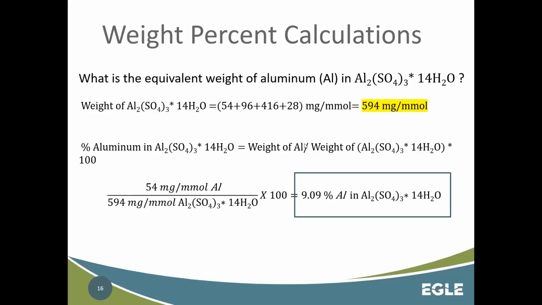But in this case, we're looking for aluminum. So we're going to take our weight of aluminum and we're going to divide it by the total weight and multiply it times 100. So we have two aluminums. That's 54 milligrams per millimole. And our total was 594 milligrams per millimole times 100, which comes out to be 9.09% aluminum. So that's important because, again, this is where our charge neutralization is coming from, is from this aluminum ion. So we know that we have 9.09% aluminum ion.